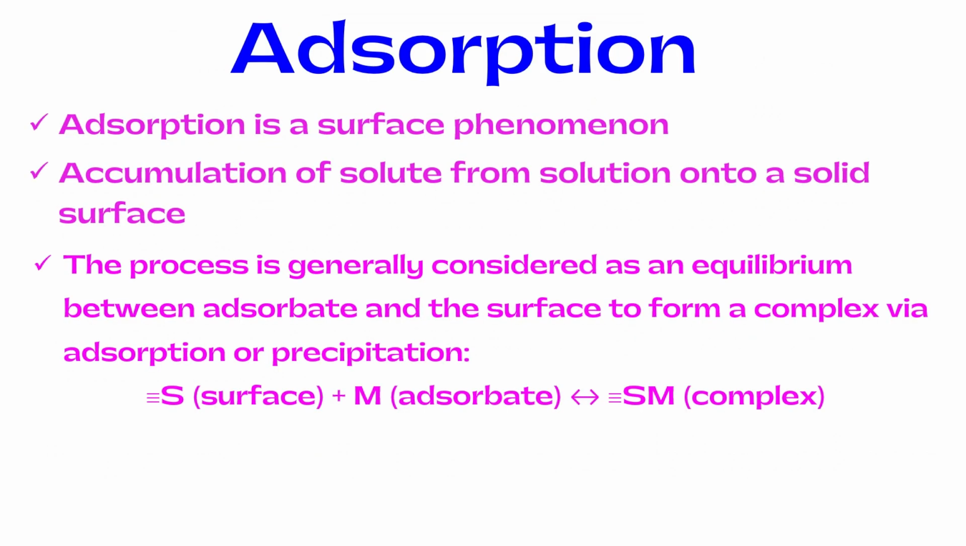Now, in order to understand the topic, let us consider adsorption. Adsorption is a complex surface phenomenon, and it is the accumulation of solute from solution onto a solid surface. However, the adsorption process is usually considered as an equilibrium between adsorbate and the surface to form a complex via adsorption or precipitation. Here is surface, here is adsorbate and form a complex.